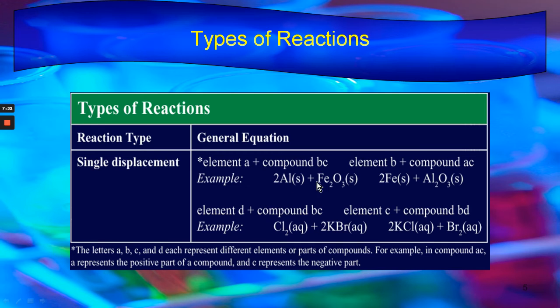So it doesn't just have to be metals and compounds and solutions. It can actually be solutions and solutions, and they can be the halogens, not other nonmetals. Okay, so in this case, chlorine replaces bromine to make just bromine.